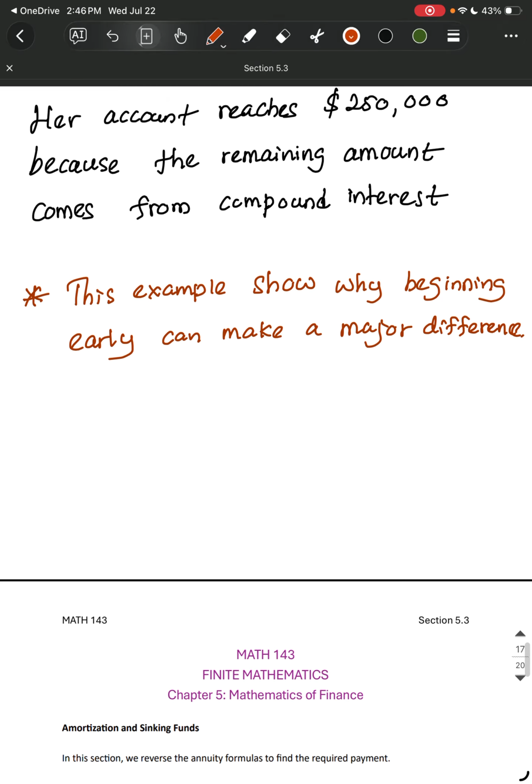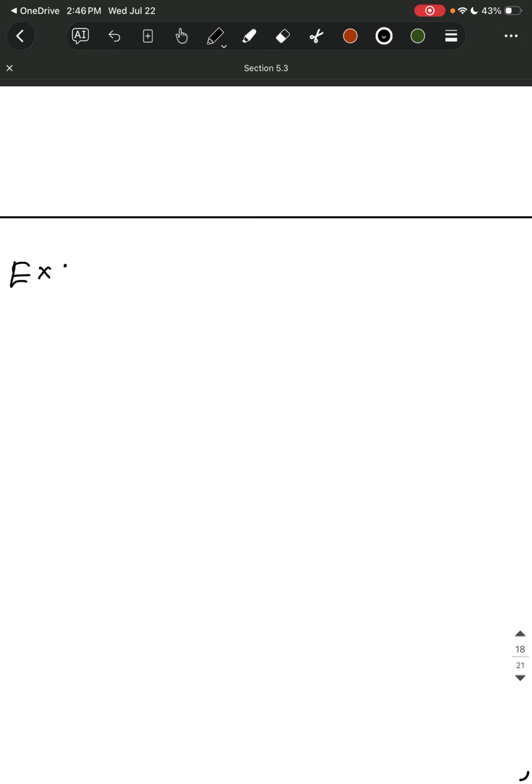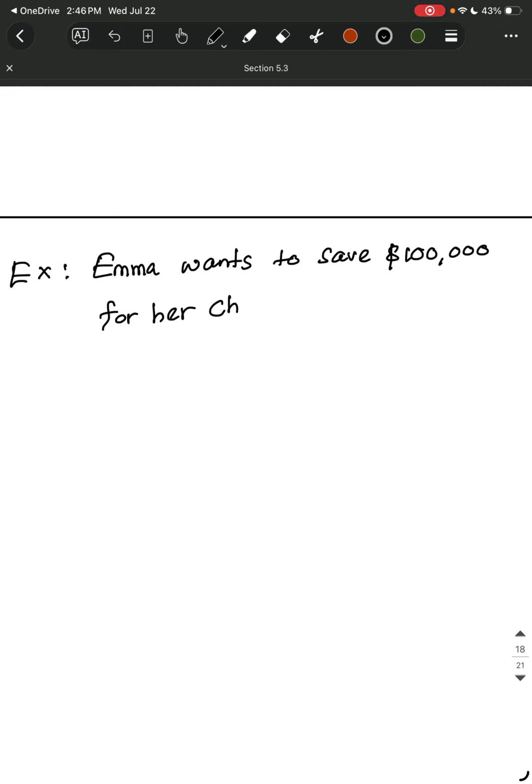Okay, I will give you one more exercise here. Exercise. Emma wants to save $100,000 for her child's college education in 20 years.